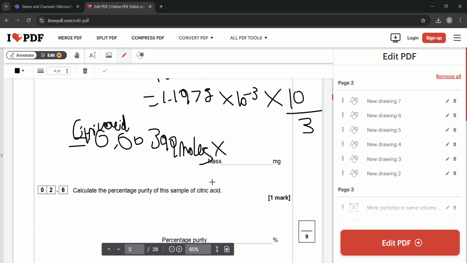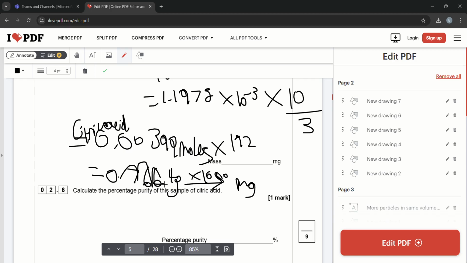which is 192. Now that will give me 0.7664 grams, but we want it in milligrams, so we need to times by 1000. 1, 2, 3, 766.4, 766 milligrams is the final answer.